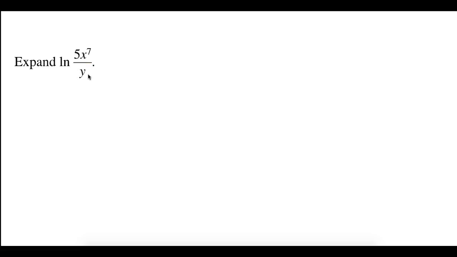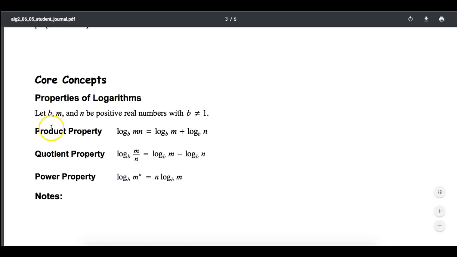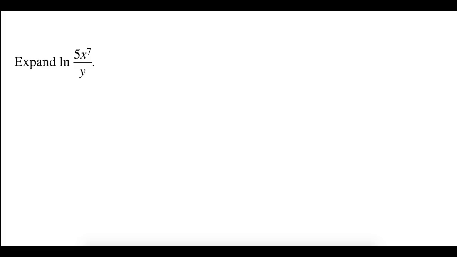What that means is we need to use all of our properties, whichever ones are applicable, to split this problem up into as many smaller parts as possible. So again, the properties we're going to be using are the product property, the quotient property, and the power property. Now we need to make sure we're using these in the right order as we split things up. So if we look at this first, we see the natural log of 5x to the 7th divided by y.